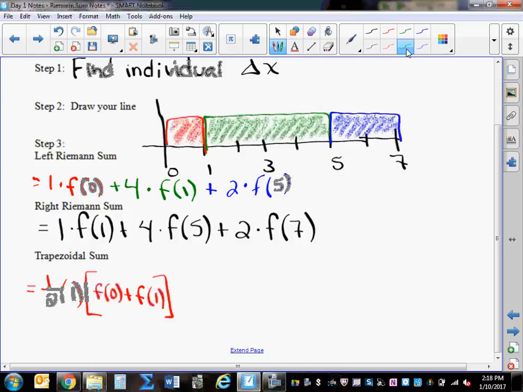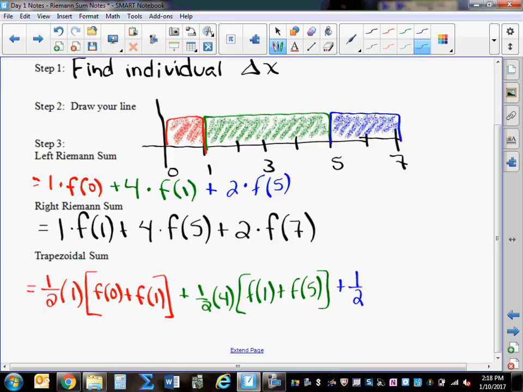Alright, and then we would have gotten, so that was my first trapezoid, plus 1/2 times 4 times the sum of f of 1 plus f of 5, plus 1/2 times 2 times the sum of f of 5 plus f of 7. Do we agree with that? I didn't make any mistakes there. Okay. Questions on that?